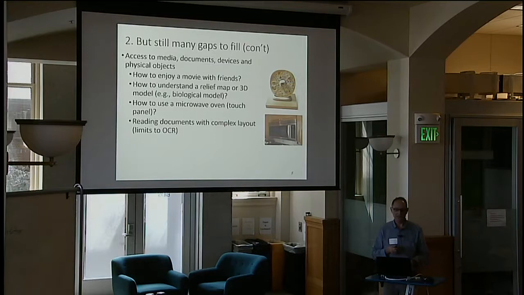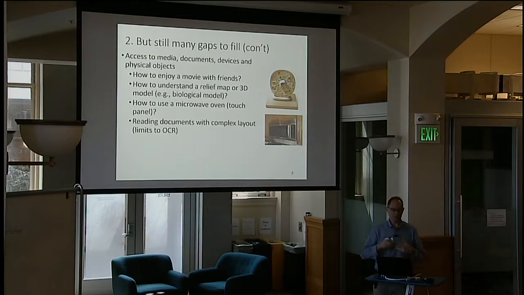Another category of obstacles would be access to all sorts of media. These could include physical documents, books or magazines. They could include devices and physical objects as well. And again, there's a huge range. If you want to see a movie with friends, well, you can't see it necessarily if you have very poor vision, but is there some way you can understand the gist of it? Voiceover, for instance.